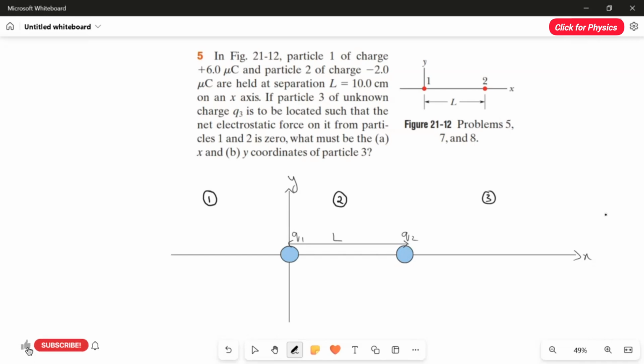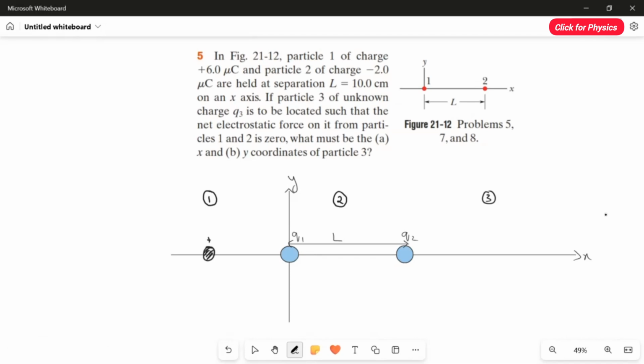So let's consider the first location. What I am going to do is take a positive charge. Positive or negative, both will give the same answer here. So I am going to consider my third charge is an unknown charge, and let's take that unknown charge as a positive charge. I'm going to place that positive charge here. And you can see Q1 is positive and Q2 is negative. So I'm going to place a positive charge in this location 1. So this is my first location.